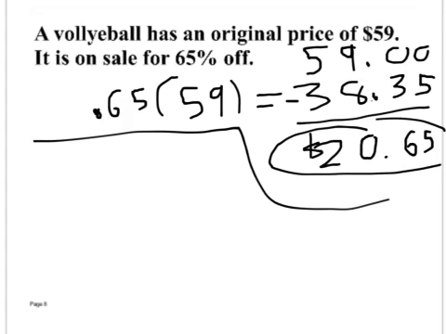Let me show you the other way. If I took off 65%, how much of the original price would still be there? How much percent? 35%, right? I've taken off 65%, so I just need to find out what 35% of the regular price was. So 0.35 times 59, anyone want to tell me what that is? 20.65.